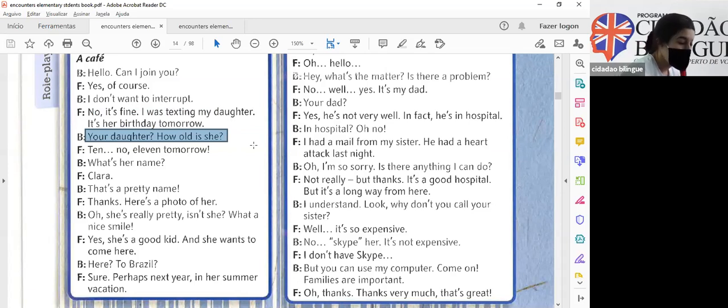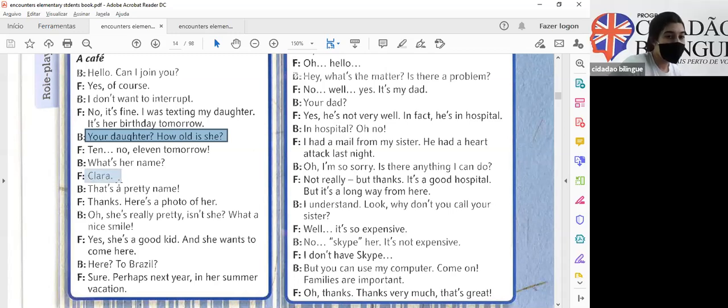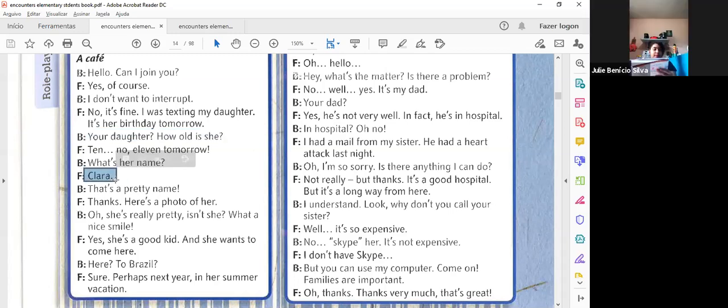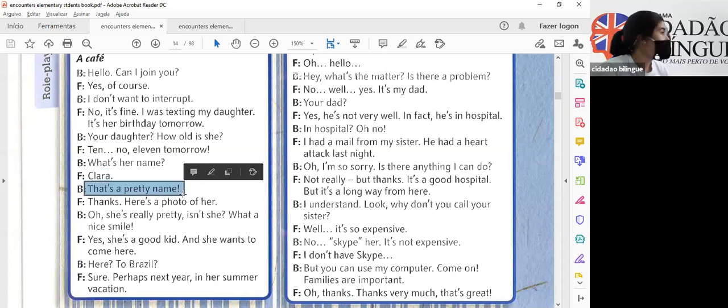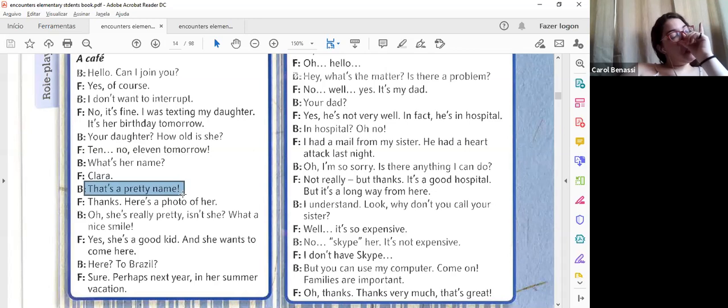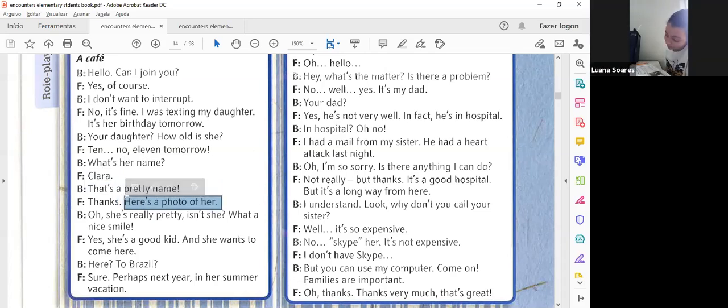What's her name? Qual o nome dela? Very good. Clara. Clara, yeah. That's a pretty name. É um nome muito bonito. Thanks. Here's a photo of her. Aqui está uma foto dela.